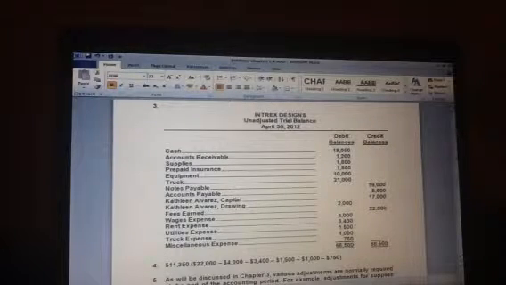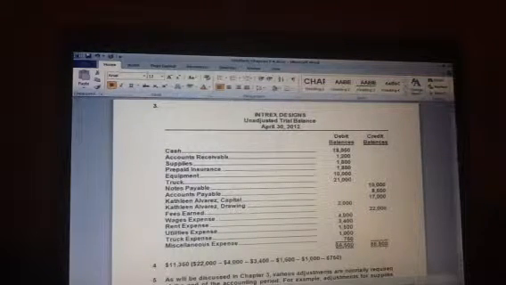Notice the order in which these accounts are listed. All of the assets are listed first, and notice they all have a debit balance. Then the liabilities are listed, notes payable and accounts payable, and those have a credit balance. Then capital is listed, it has a credit balance. Then drawing, it has a debit balance. And then your revenue account, fees earned, has a credit balance. And then all of your expenses have debit balances.